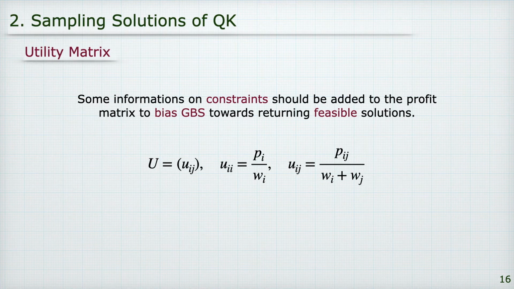For this reason, we need to modify the profit matrix to include some information on our capacity constraint. This is why we introduce the utility matrix, in which we are dividing each profit by the cost in weight that is required for selecting these items. The intuition is that using GBS and the utility matrix will bias GBS towards solutions that respect the capacity constraint.